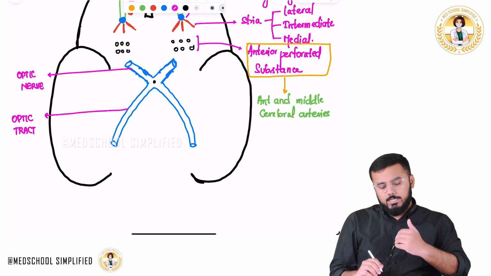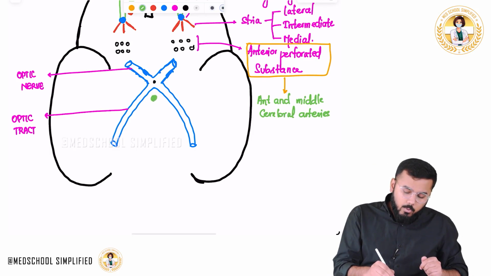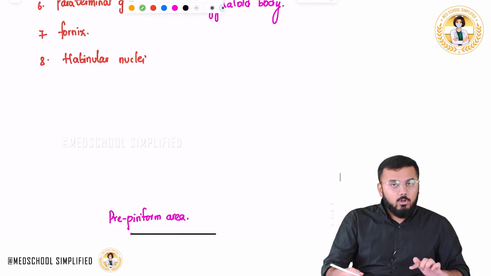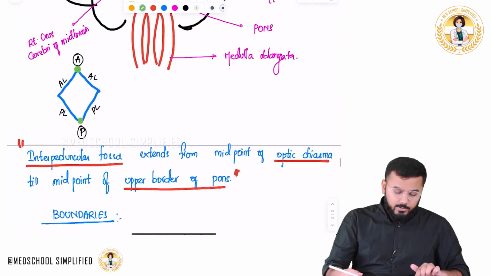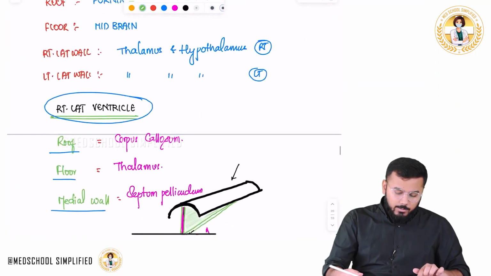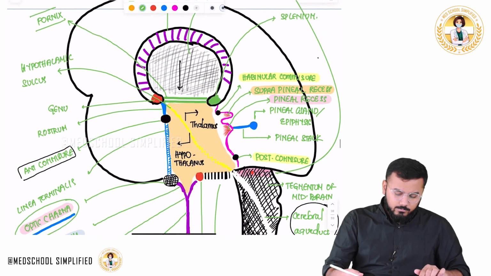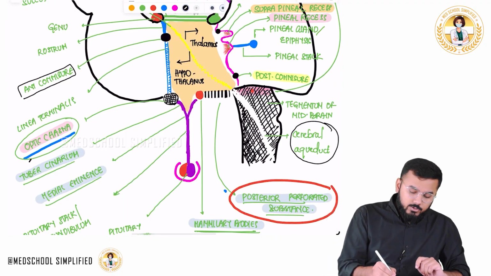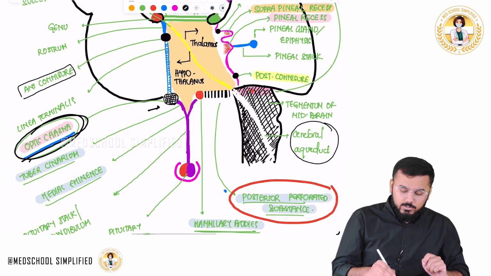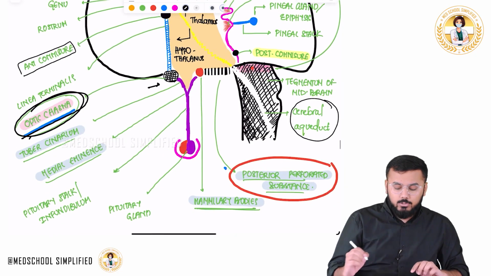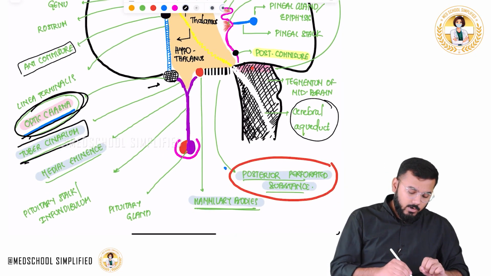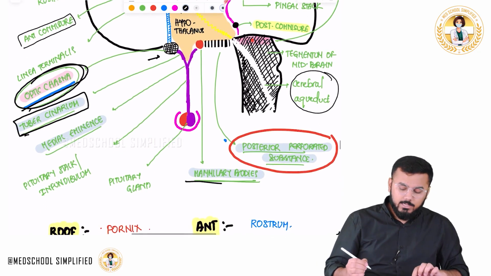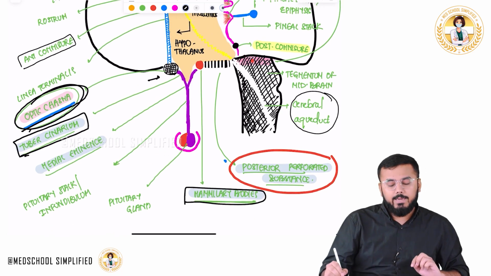Now, just beneath all of these things, you have a body like this. This body is called the tuber cinereum. So behind the optic chiasm, you have the tuber cinereum. If you remember, we have drawn a picture over here. In this picture, you see this structure, which is your optic chiasma. Behind this optic chiasma, what is this violet thing? This violet one is called the tuber cinereum. Behind the tuber cinereum, you have this red color thing, which is called the mammillary bodies.